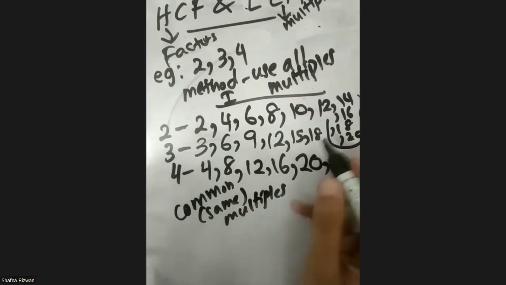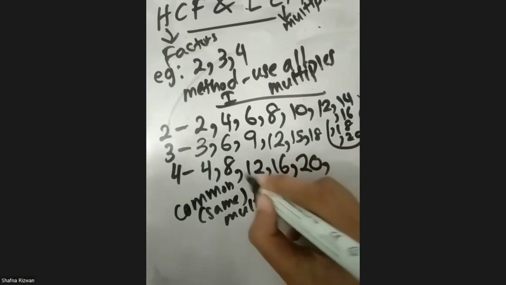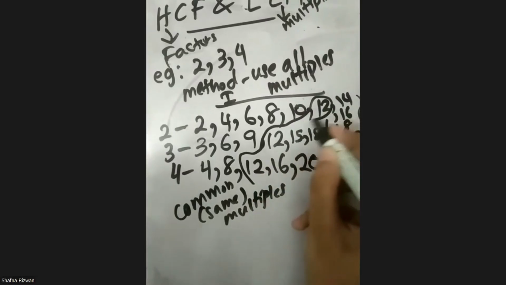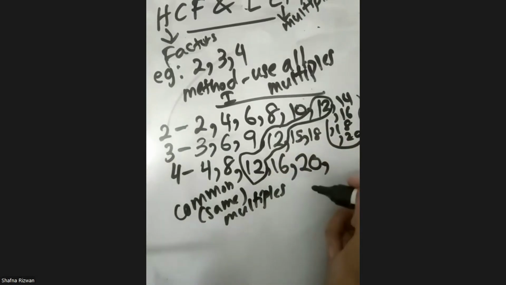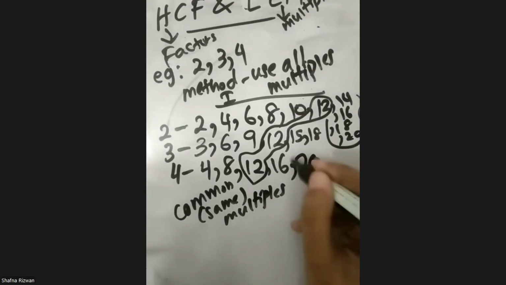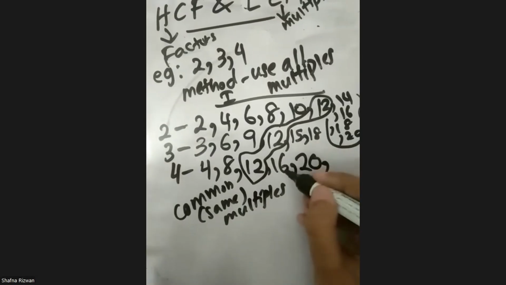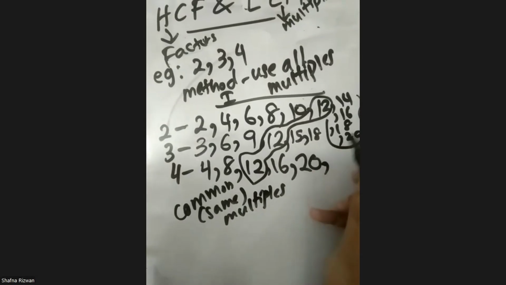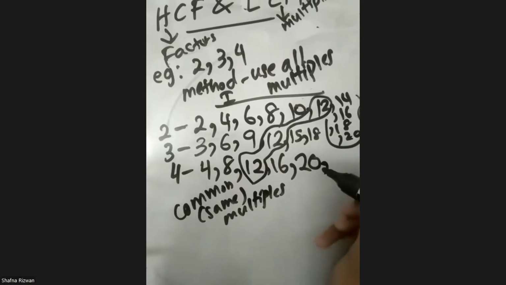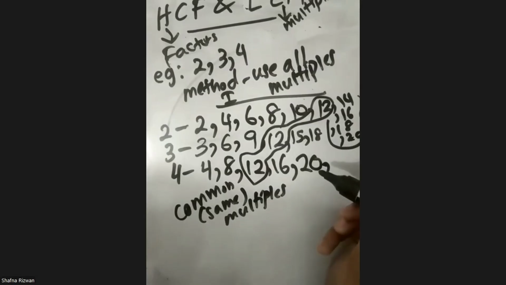Do you have 12 common? Yes, you have 12 common. And again, after that, do you have any other number common? 13, 14, 15, 16, 17, 18. 18, is it common? No. But what about 20? Is it common? Yes or no?